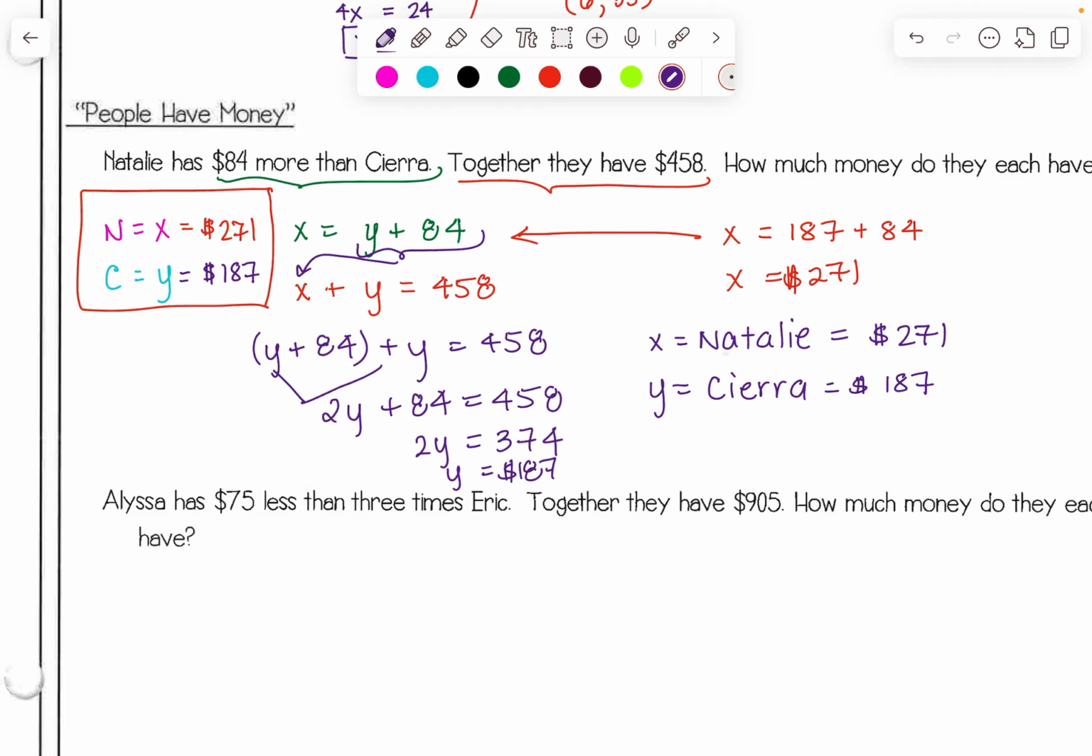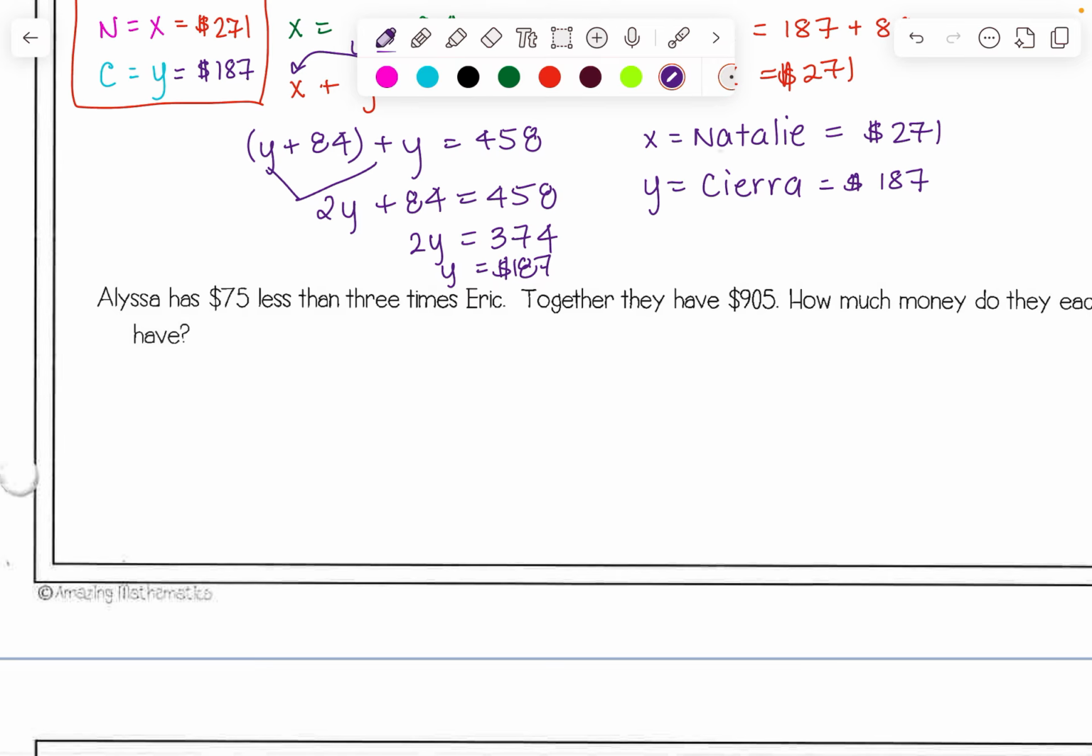Okay, let's take a look at Alyssa and Eric. So Alyssa has $75 less than 3 times what Eric has. So right off the bat, I'm going to say that Alyssa, we're going to just call her Y. So Y is equal to Alyssa, is equal to $75 less than 3 times what Eric has. I don't know what Eric has. I'm going to call Eric X. We just know that Alyssa has $75 less than 3 times what Eric has. So there's my first equation.